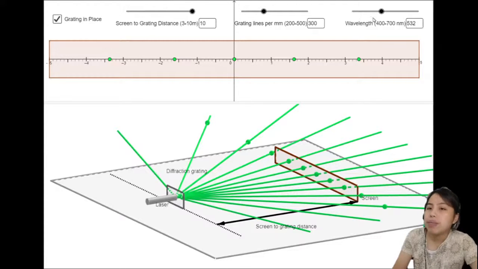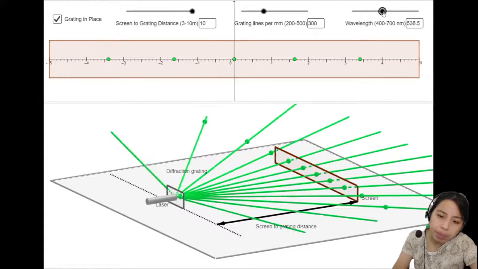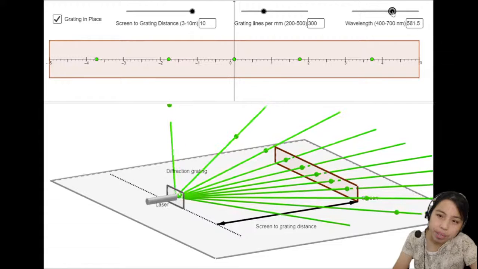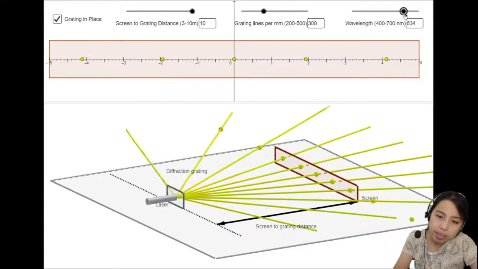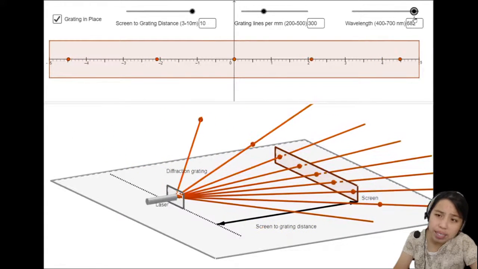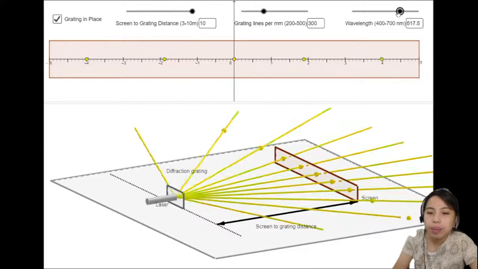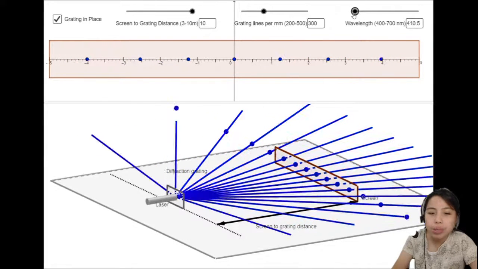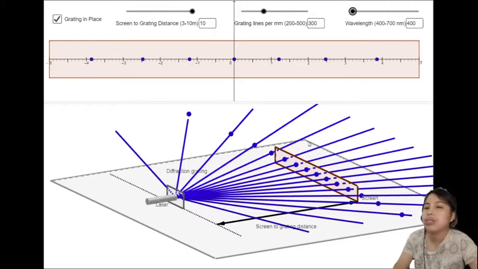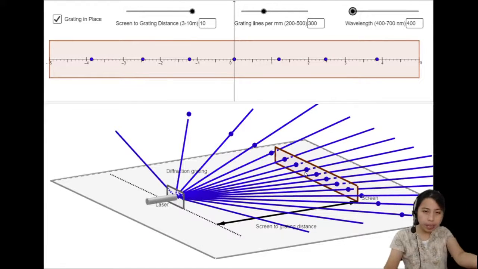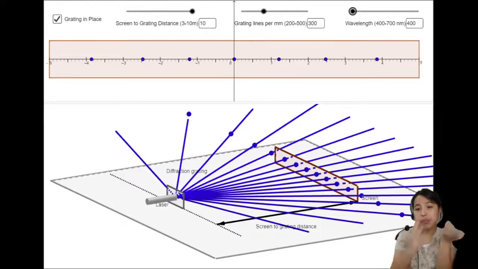So what happens is if I increase the wavelength, they get further apart, and consequently there are fewer maxima that can fit into this 90 degree area, okay? They can't go backwards. So if I decrease the wavelength, there's just more of these. Look, so many. Okay, so this is what it means when you see the equation. This is what it looks like in real life if you could see it.